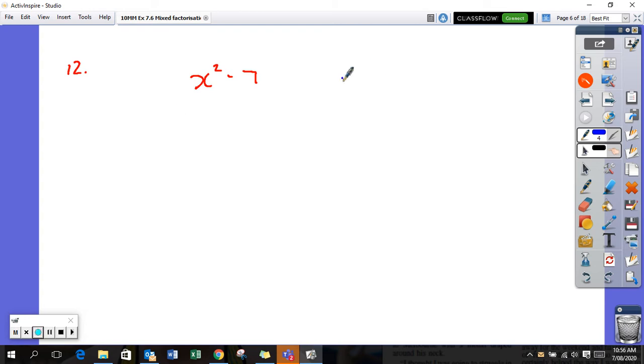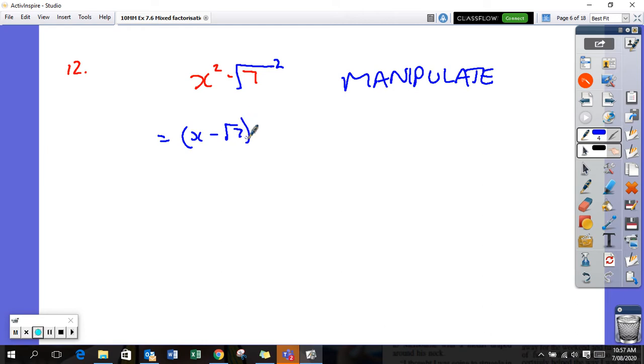Okay, so here I'm going to manipulate this just so we can do something. I'm going to make 7 the square root of 7 squared. The square root of 7 squared equals 7, so we haven't changed anything. Now we've got a difference of two squares. So this is going to equal x minus the square root of 7 times x plus the square root of 7. Okay, so that's all we could do there.